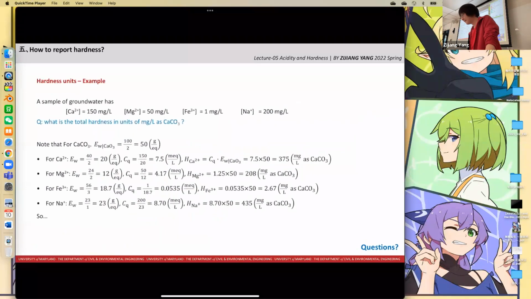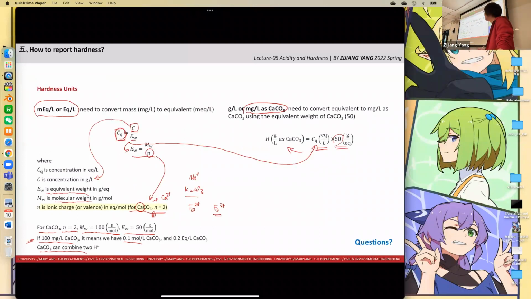What is that blue? Sorry. Which one? What does the H stand for? Oh, H refers to hardness. Oh, okay. I just use H, but you can use either symbol.